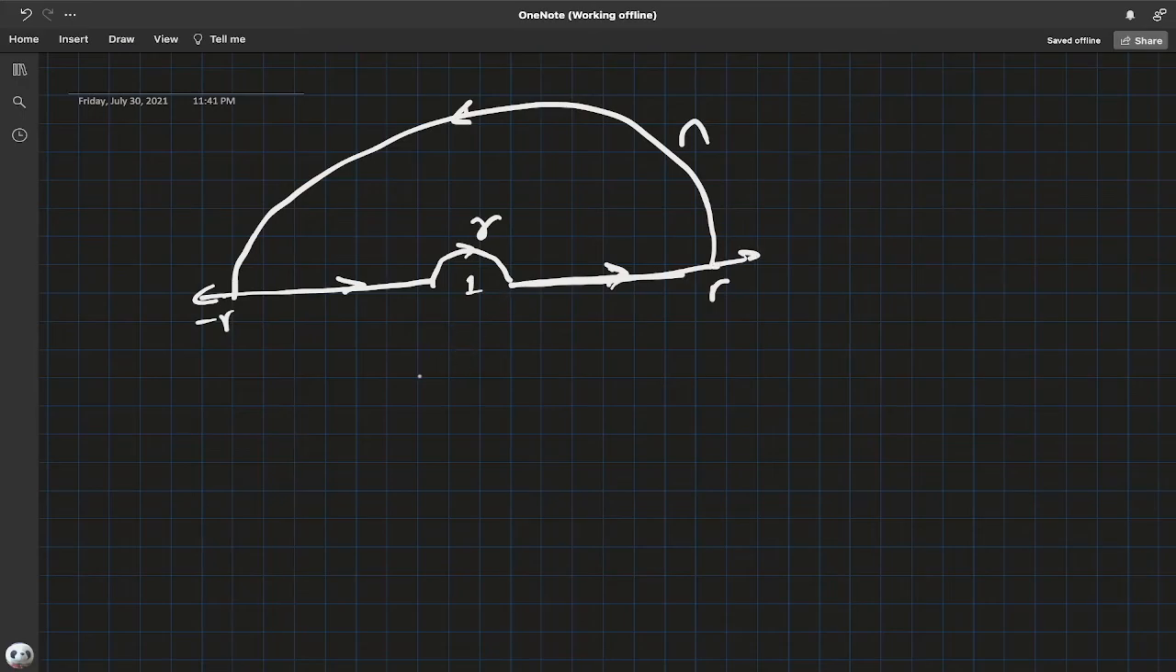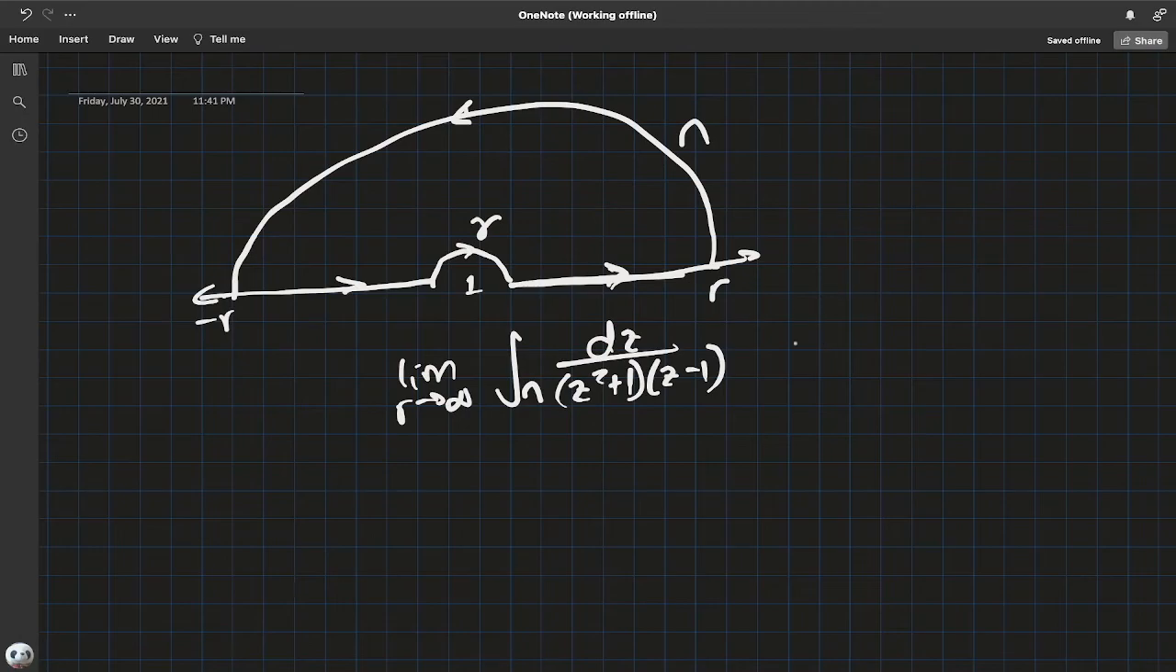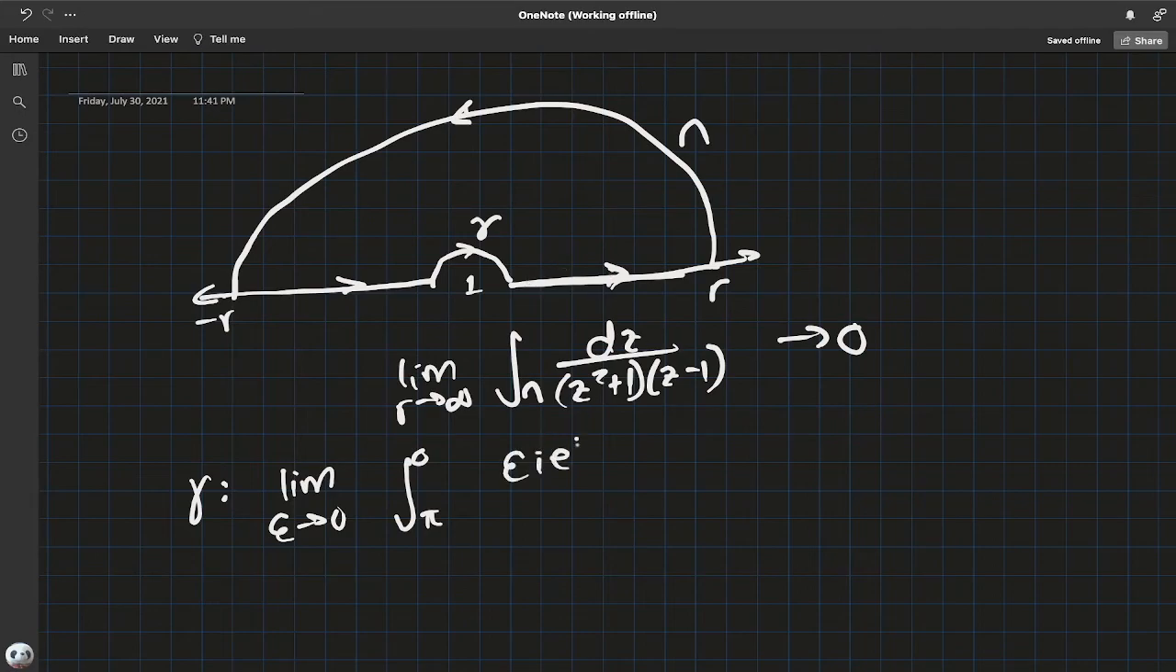And as always, the limit as r goes to infinity of the top guy, dz over (z squared plus 1)(z minus 1), will go to 0 because the r's will accumulate in the denominator, making it go to 0 in the limit. For the gamma part, however, again just follow protocol. Now we go from pi to 0 because we are going in a clockwise direction. That's why the order of integration is reversed.